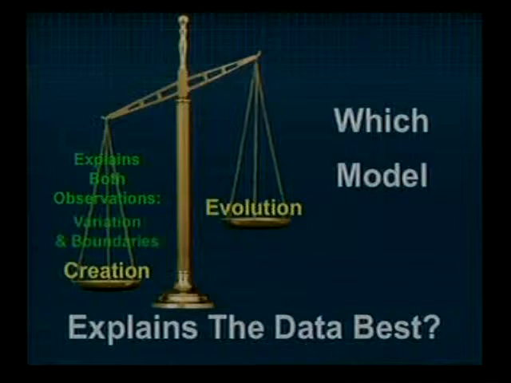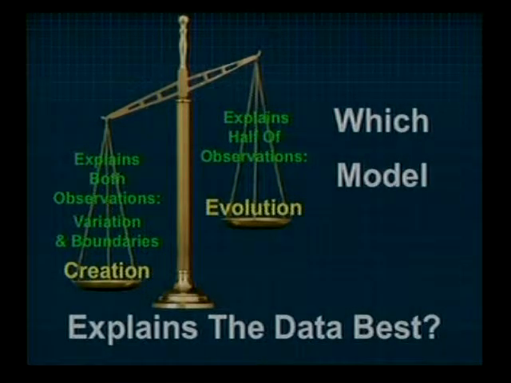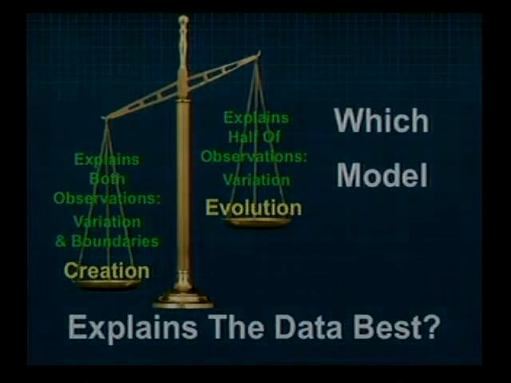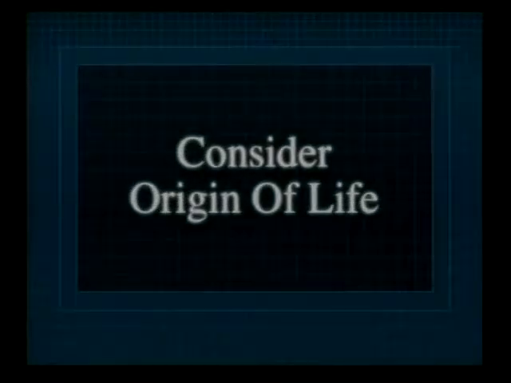But this is what's in the textbooks, and the leading authorities say it doesn't work. It's dead. Which means which model is best? I think creation explains both observations, the variation plus the boundaries, whereas evolution explains half of the observations, and not very well. Variation, it can explain, but that's all it can explain. It can't explain the boundaries. When you do the model comparison, I think the advantage is obvious.